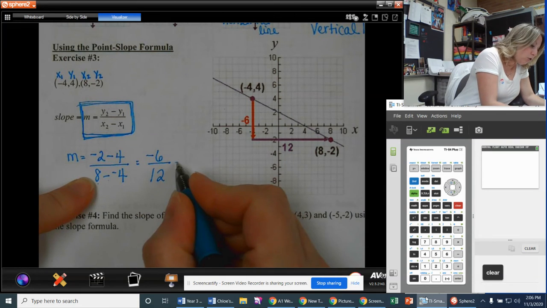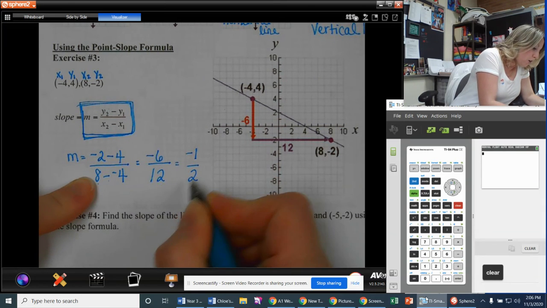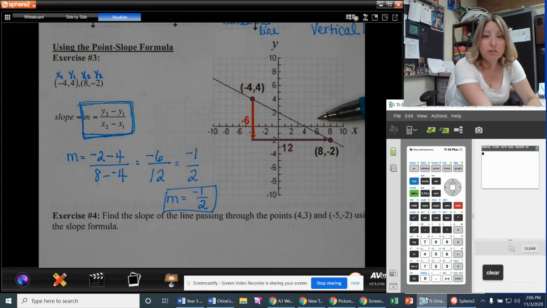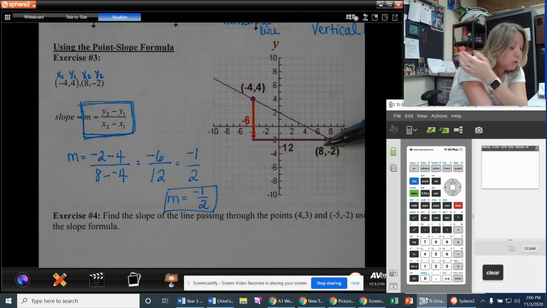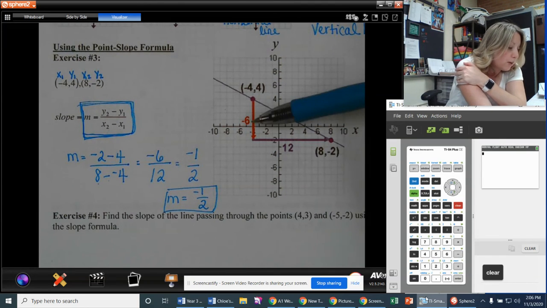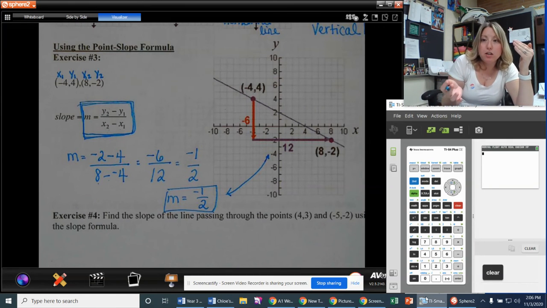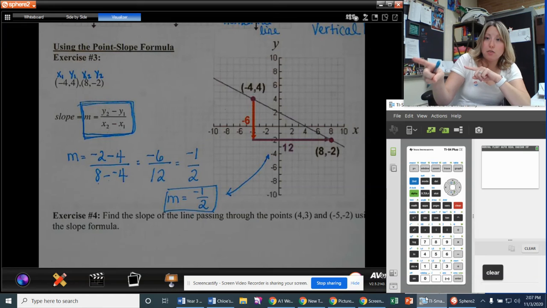And what does that reduce to? Well, negative 6 divided by 6 is negative 1, and 12 divided by 6 is positive 2. My slope of this line is negative 1/2. And I already figured that out because these are actually the exact same points on this line that was on the top, the front page of our notes, where I literally counted down 6 and right 12 to get my slope of negative 6 over 12. So what we're doing is showing you that connection between actually doing the calculation of those points in this formula versus physically counting on the graph.